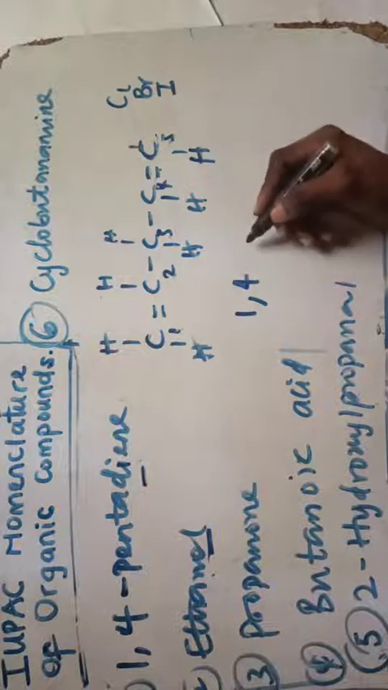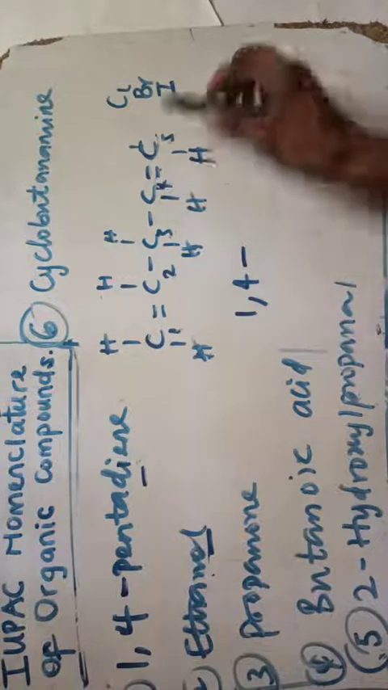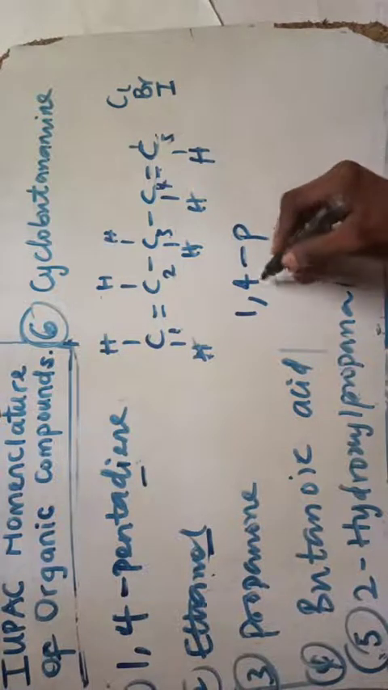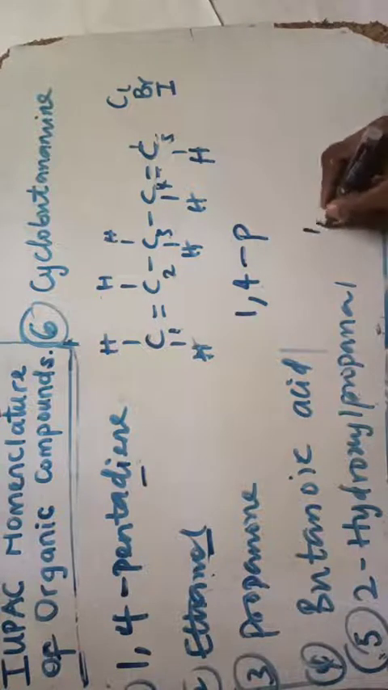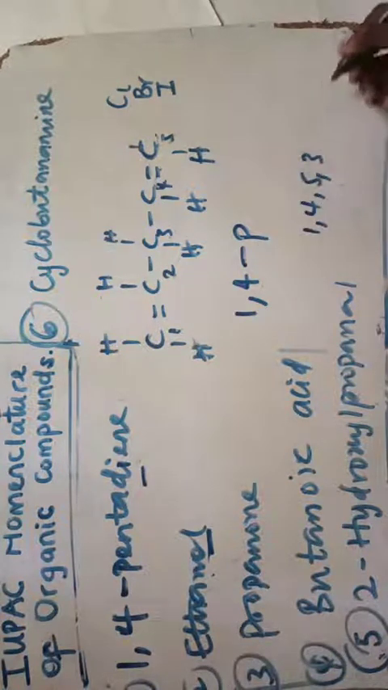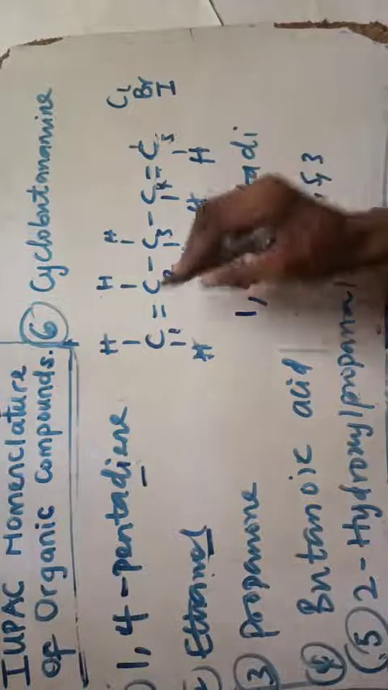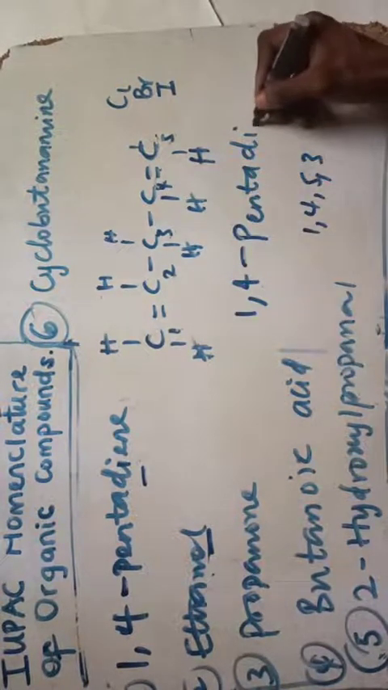Now this is 1,4. And the longest chain is what? 1 2 3 4 5. That is penta. You see, I join it with a hyphen. Whenever you want to join numbers together with letters, you join them with a hyphen. But when I join 2 or 3 numbers, it will be like 1,4 or 5,3. And this is 1,4 penta. The ene there is 2, so that's why I wrote diene at the front.